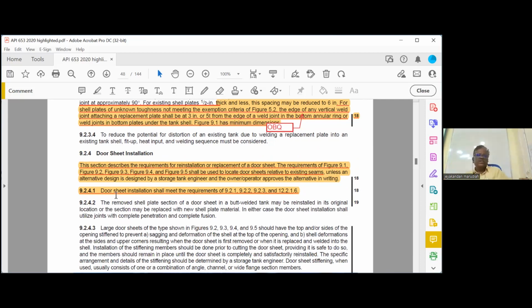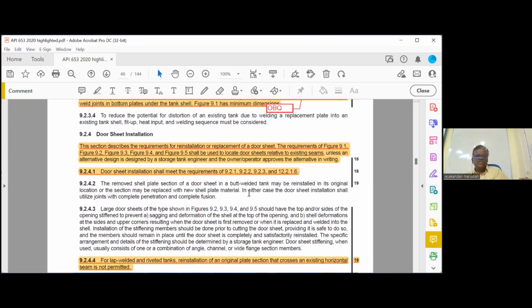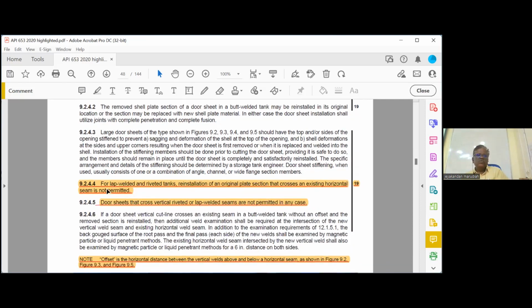Highlight this one. The door sheet installation shall meet requirements. This is another; highlight 9.2.2.4. For lap welded and riveted tanks, reinstallation of the original plate section that crosses an existing horizontal seam is not permitted. That line is important. You cannot put a door sheet on the existing one.